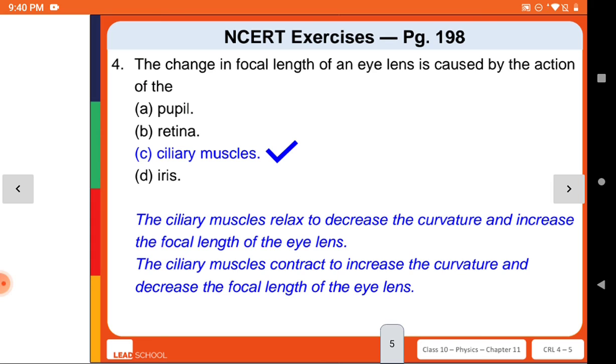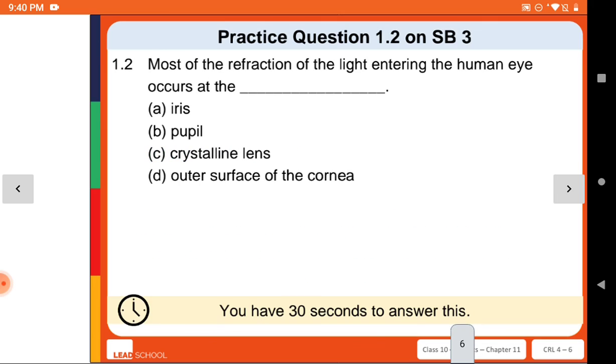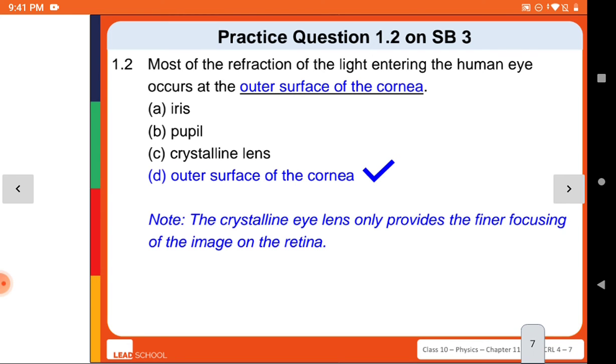The ciliary muscles also help to rotate our eye lens in various directions and adjust the focal length according to the object's position. Practice question 1.2 on your SB3: most of the refraction of light entering the human eye occurs at the dash. That is the outer surface of the cornea.